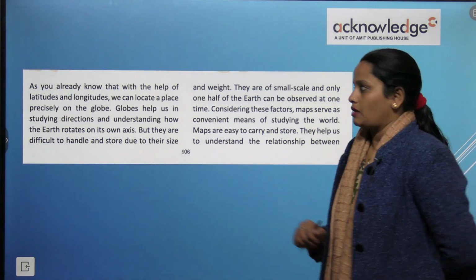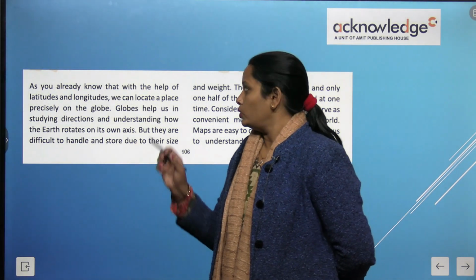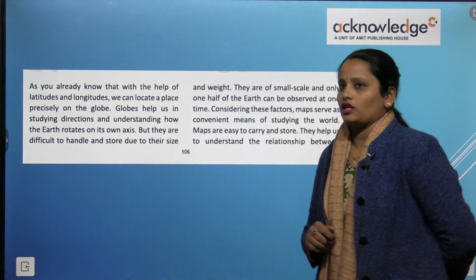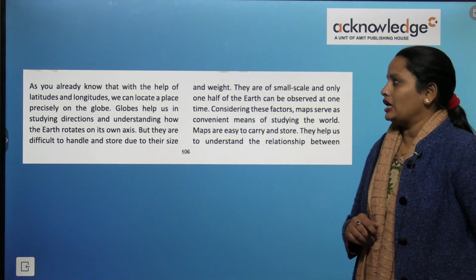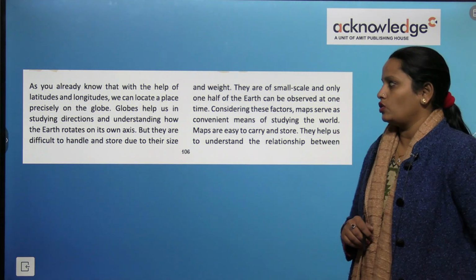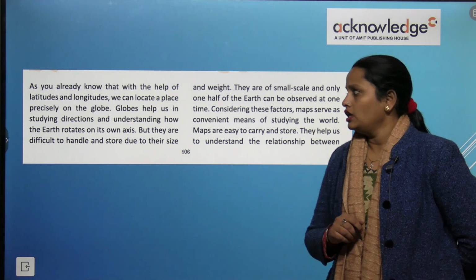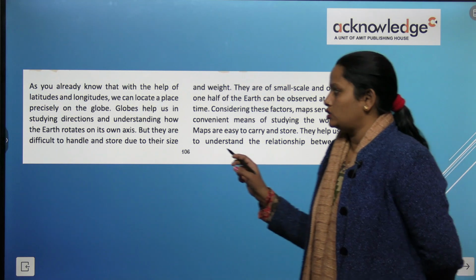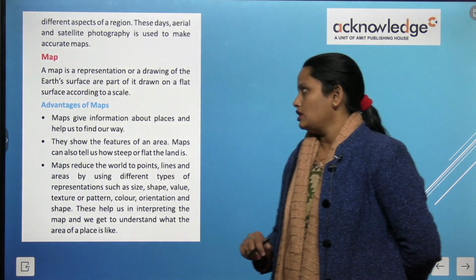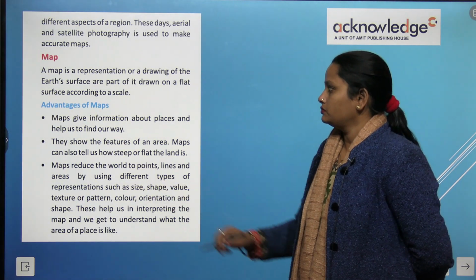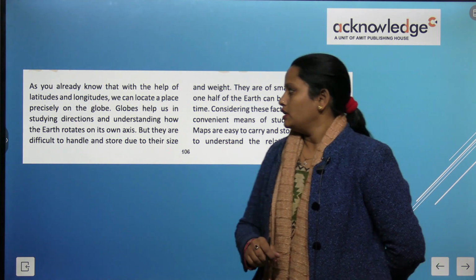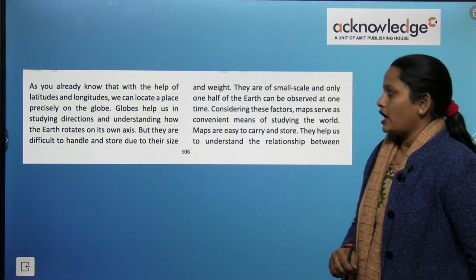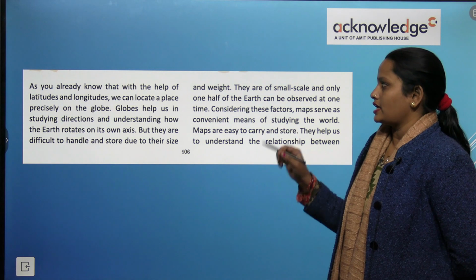Now let's start with the chapter. As you already know that with the help of latitudes and longitudes, we can locate a place precisely on a globe. Globes help us in studying different directions and understanding how the earth rotates on its axis. But they are difficult to handle and store due to their size and weight.